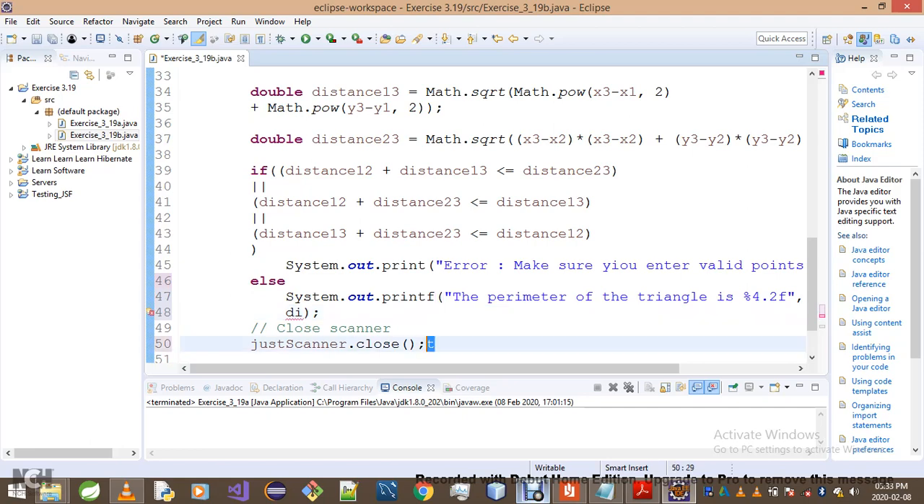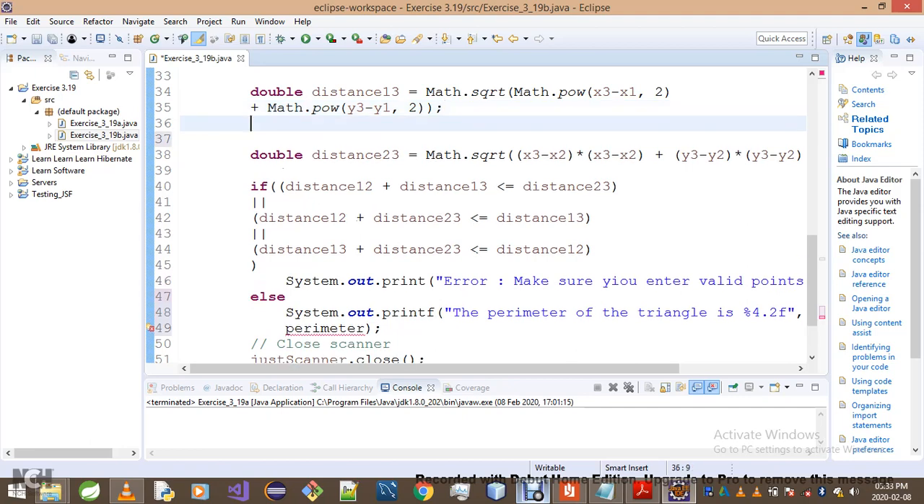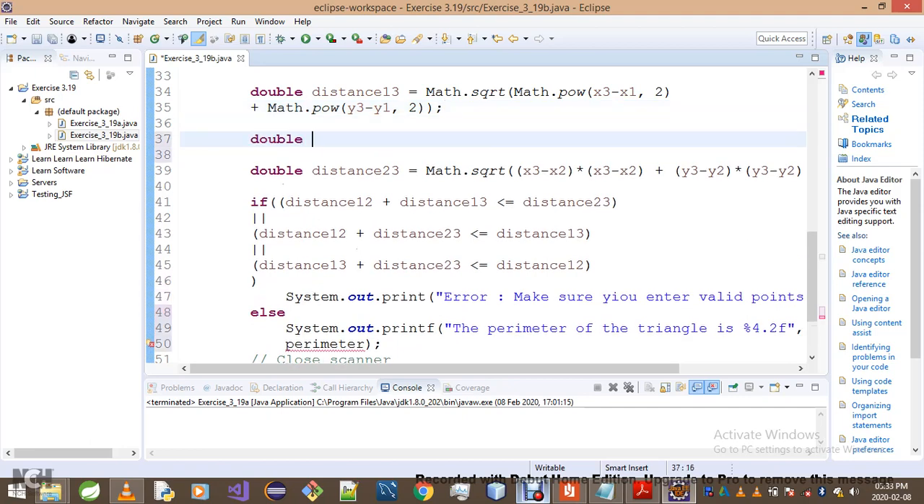Let me do it this way. Let me just go perimeter. I don't recommend people do things this way, because I started by using a variable before declaring it. I'm just doing it anyways, so make sure you don't do that. So it's distance between 1 and 2 plus distance between 1 and 3 plus distance between 2 and 3.